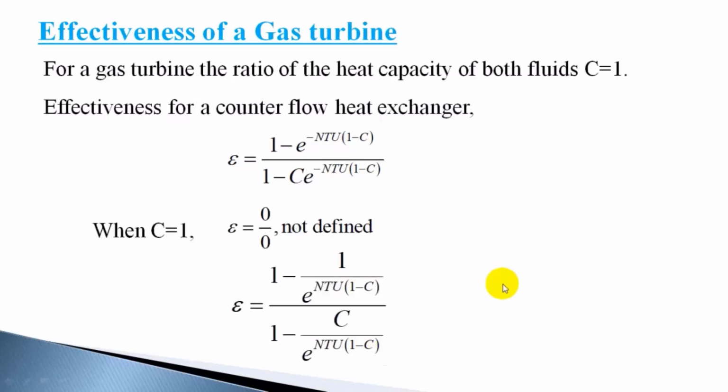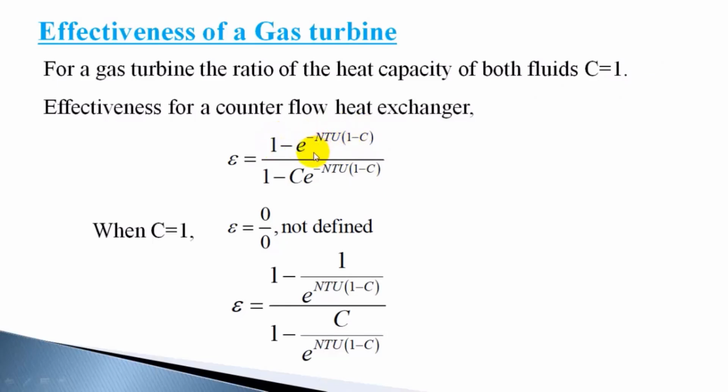Now in case of a gas turbine, you have the heat capacity ratio C equal to 1. When the gas turbine works as a counterflow heat exchanger, the effectiveness expression is 1 minus e raised to minus NTU into 1 minus C, divided by 1 minus C into e raised to minus NTU into 1 minus C. When you substitute C as 1, this term will become 0 and you will get e raised to 0, which is 1.